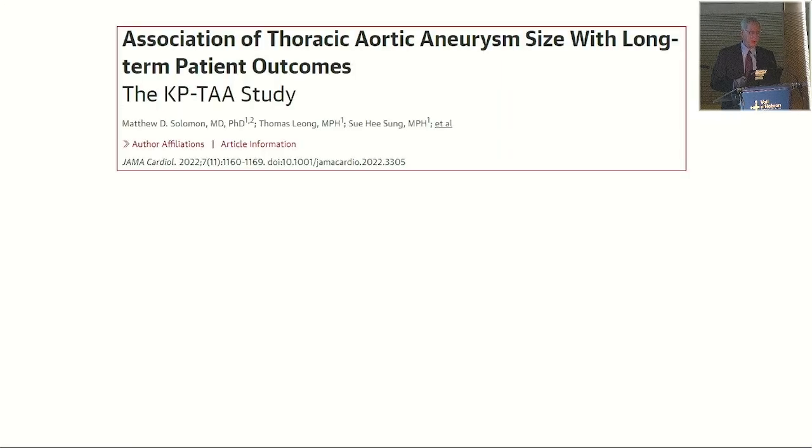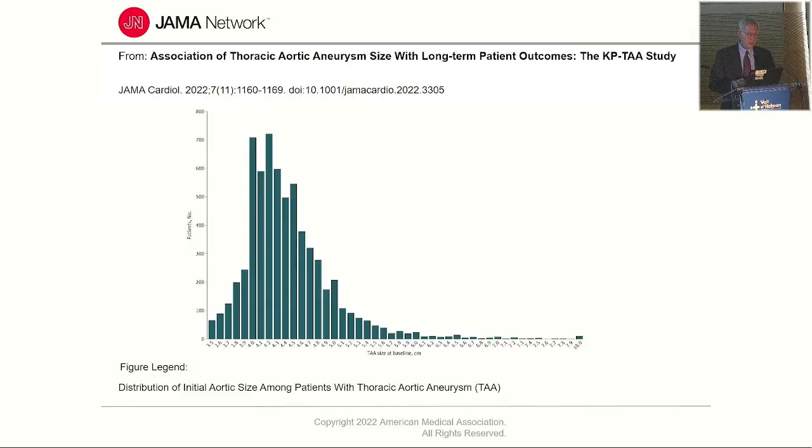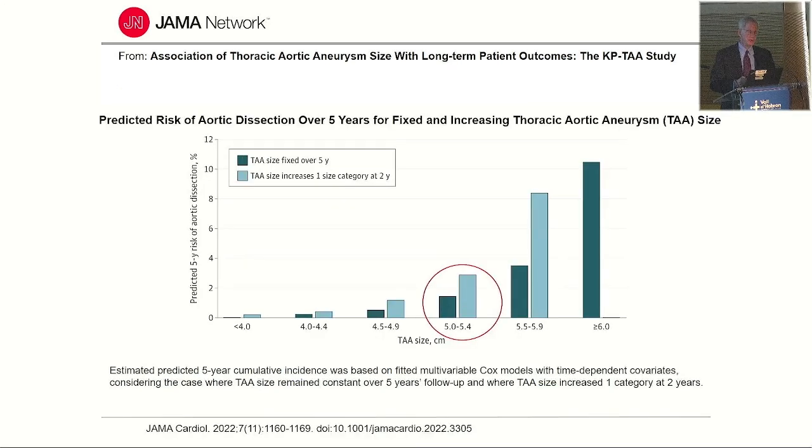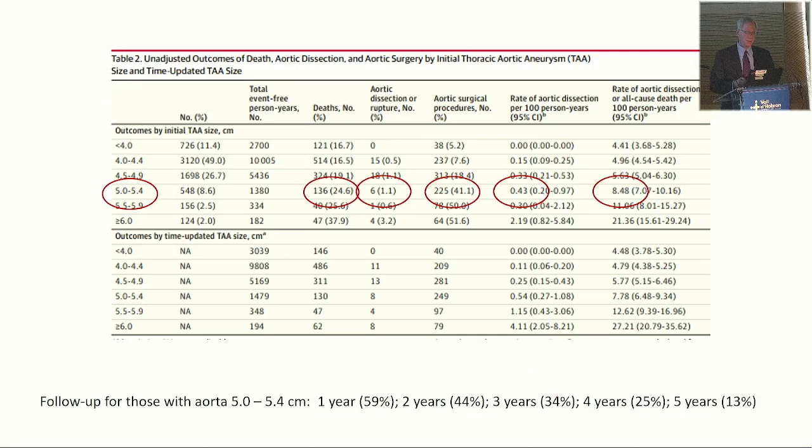Moving on to a very important paper by Matt Solomon and the group at Kaiser Permanente looking at thoracic aortic size and long-term follow-up. So you can see this large population in Kaiser Permanente, millions of lives. They classified the aortic size in many patients, and you can see to the right, many patients under watch at 5 centimeters or greater. These are all comers, but they also looked at the bicuspid valve patients, and they did a predicted risk of a dissection over 5 years if the aorta didn't change in size, which is the darker hash, and if the aorta changed as one would expect over size. And you can see the circled area of the 5 to 5.4 centimeter, about a 3% risk or so of aortic dissection under watch.